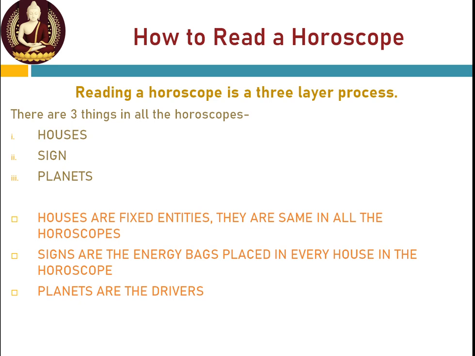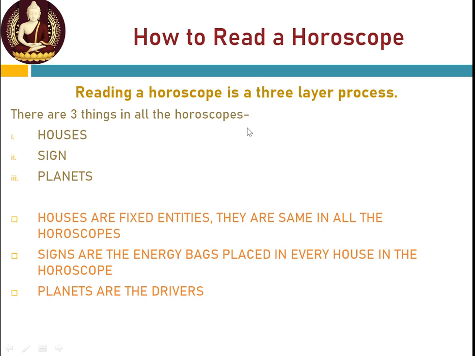Then the second layer comes, the signs. Signs are like energy bags. When signs are put in every house of the horoscope, they provide energy to that house. What kind of energy is the house getting? And then comes the third level, planets, which use this energy of the sign and houses to give results.